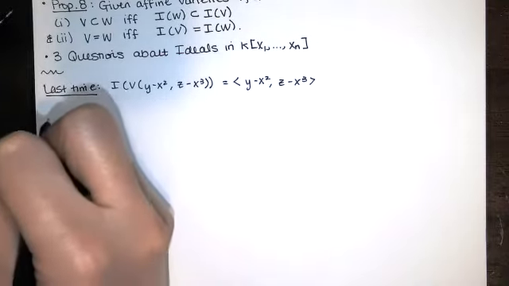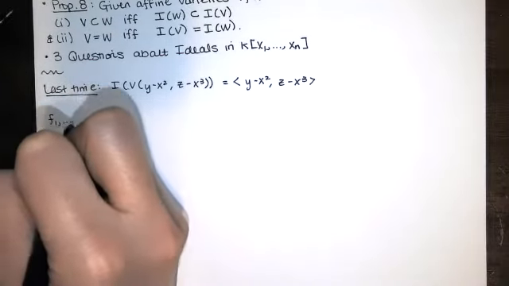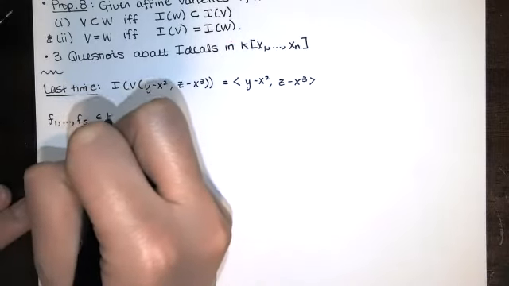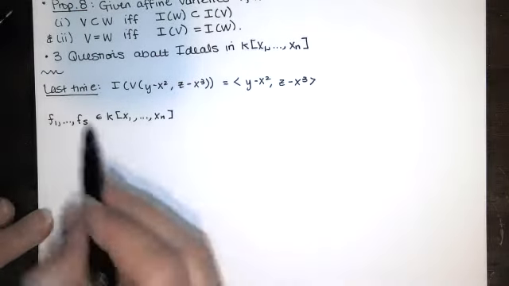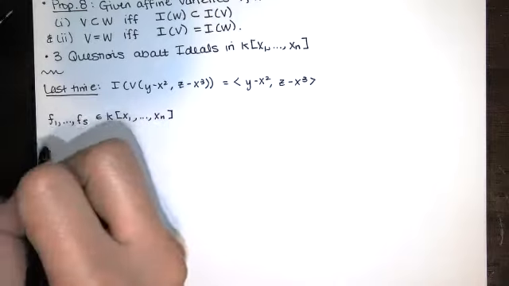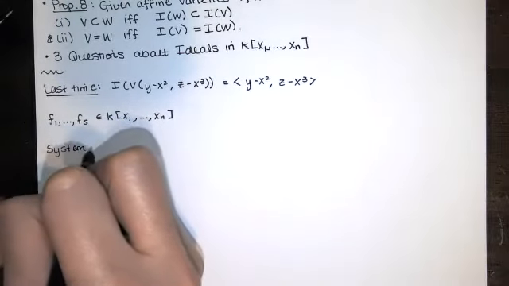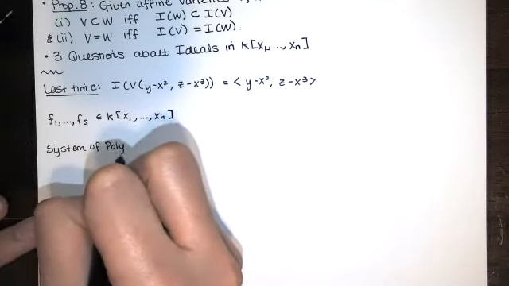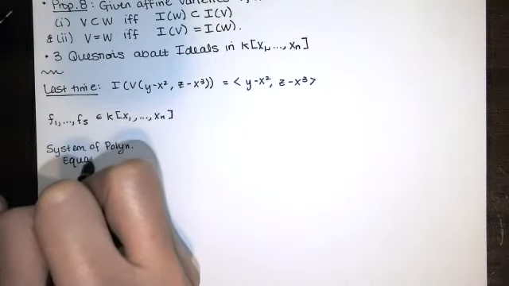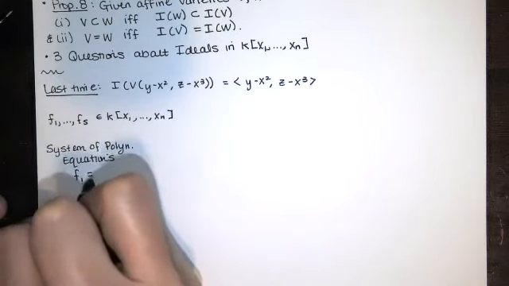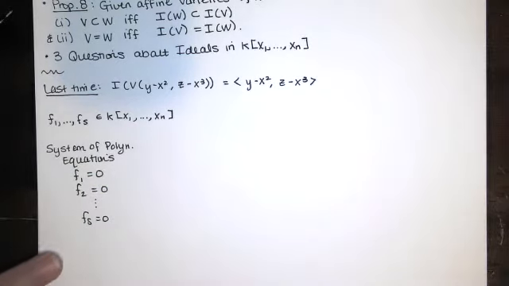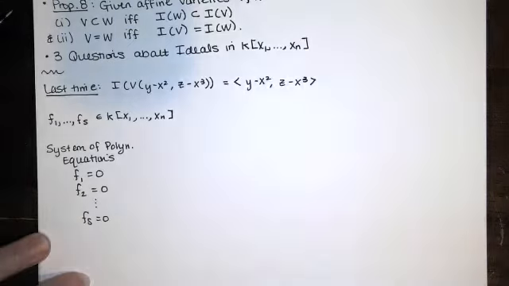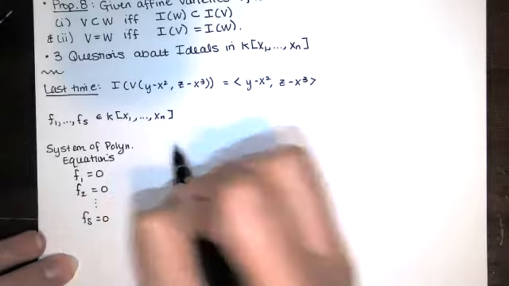So let's say you start with polynomials, f sub 1 through f sub s, from some polynomial ring with coefficients in the field k and the variables x sub 1 through x sub n. If you take those and set those equal to 0, that gives you a system of polynomial equations. So you have f1 equals 0, f2 equals 0, all the way through f sub s equals 0. Well, the solution set of that system of equations is a subset of n-dimensional affine space, and we call that the affine variety V.